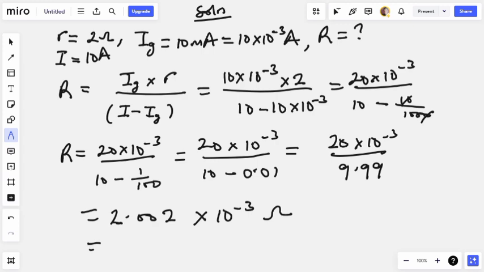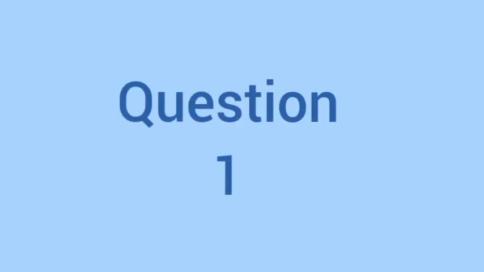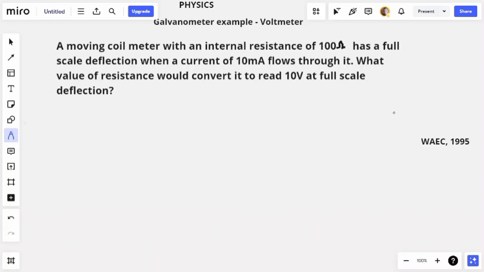So that's the value. This is in standard form. If you approximate this to the nearest whole number, that will be 2 times 10 raised to the power minus 3 ohms. So the value of R is 2 times 10 raised to the power minus 3 ohms. Thank you.